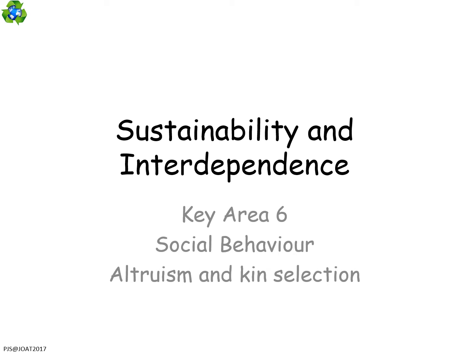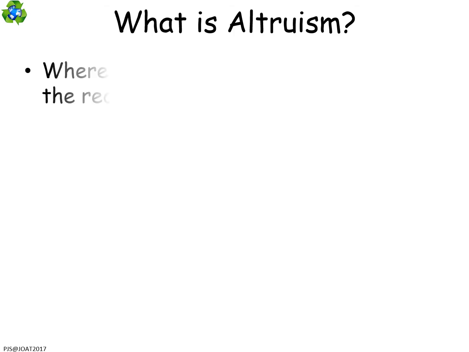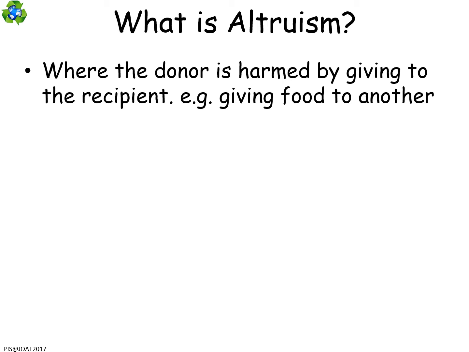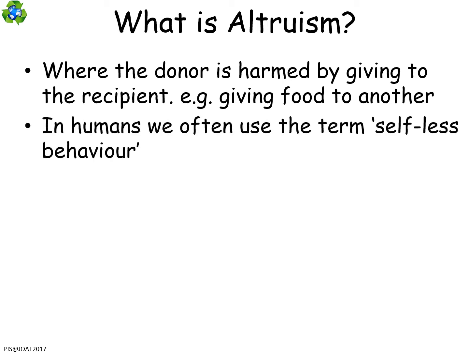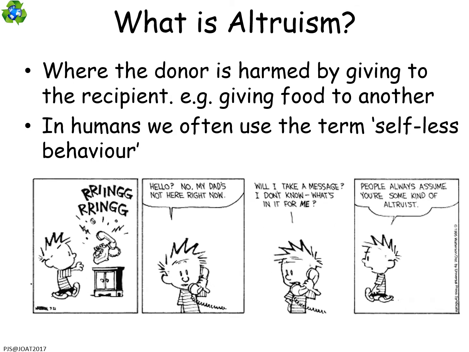Hi, so we're still looking at social behaviour and in particular altruism and kin selection. Okay, so altruism. Altruism is a term where the donor is harmed by giving to the recipient. So for example, if you give food to another animal, then you don't have the food anymore. We tend to use different terms for that. We often talk about people being selfless. And this is just basically the key term you need to know.